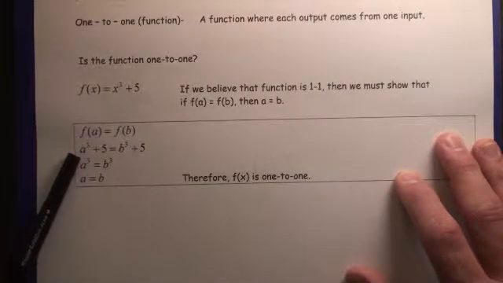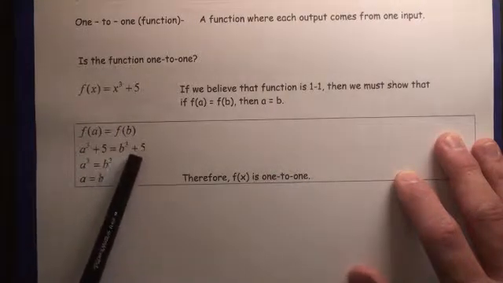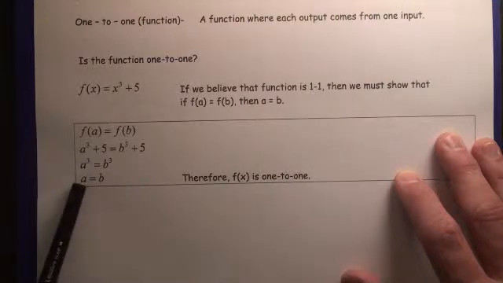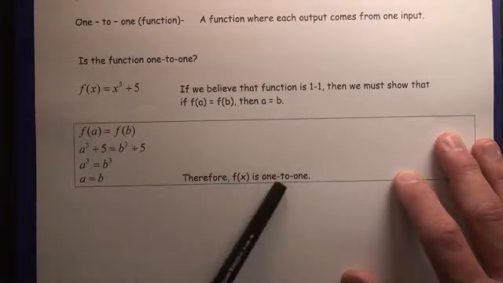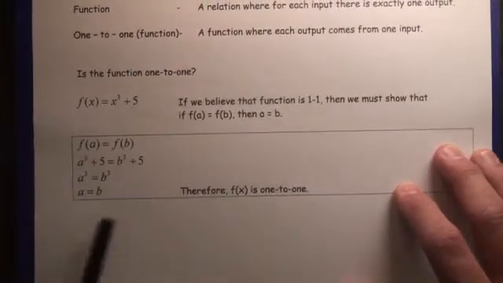Well, now you're going to have a cubed plus 5, because you just plug an a in here. A cubed plus 5 equals b cubed plus 5. Well, then you subtract 5 on both sides, do the cube root of both sides, and of course you get a equals b. Therefore, f of x is one-to-one. If the outputs are the same, the inputs must be the same. That's why this is one-to-one.